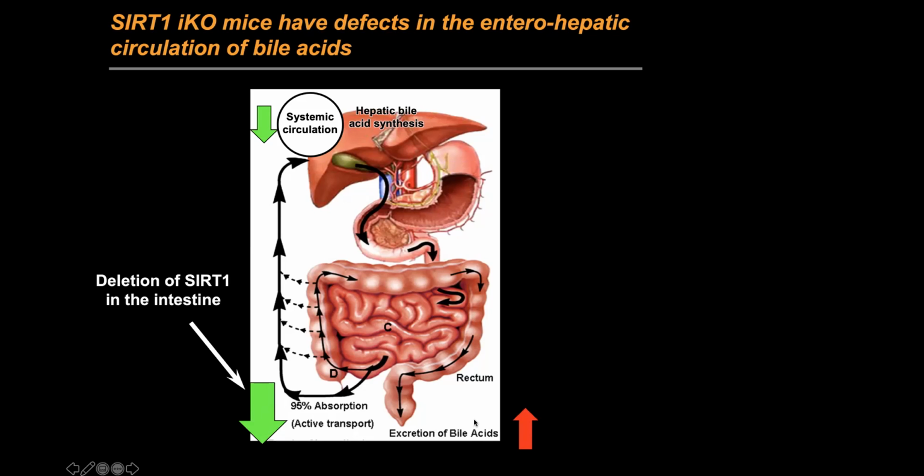So when these mice are challenged with a diet containing high bile acid, then they have reduced accumulation of bile acid in the liver due to this reduced ileal absorption of dietary bile acid. So they are protected from bile acid-induced liver damage. So then what is the mechanism?